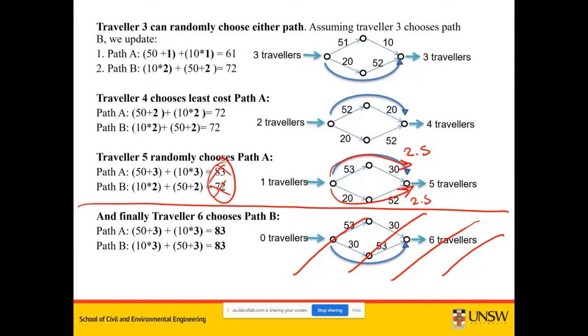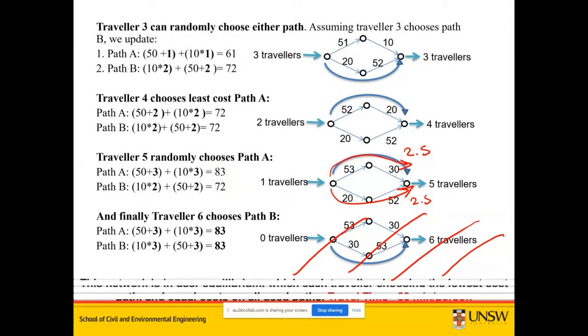But in a very large network, that's okay. We do that a lot when it comes to traffic assignment. We sometimes go with non-integer numbers. So that's about incremental loading.